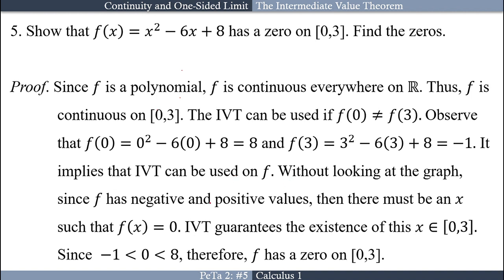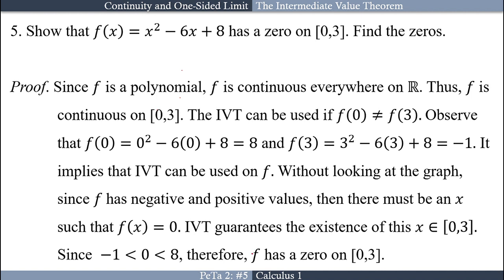Without looking at the graph, since our function has negative and positive values, there must be an x such that f of x is equal to 0. IVT guarantees the existence of this x in the interval [0, 3]. Since 0 is in between negative 1 and 8, our function indeed has a 0 on the interval [0, 3].